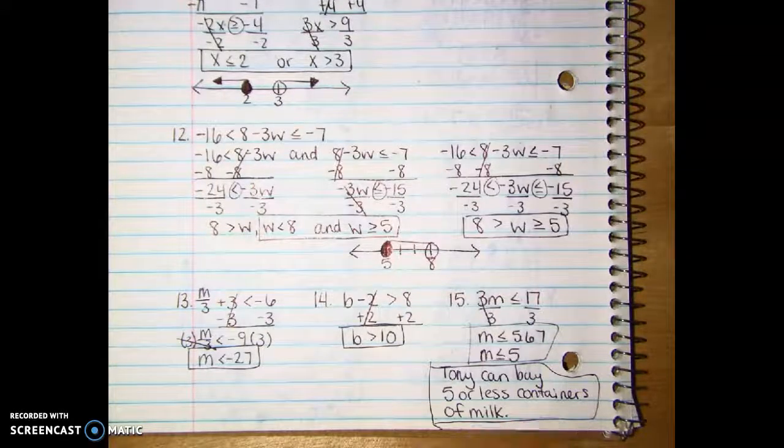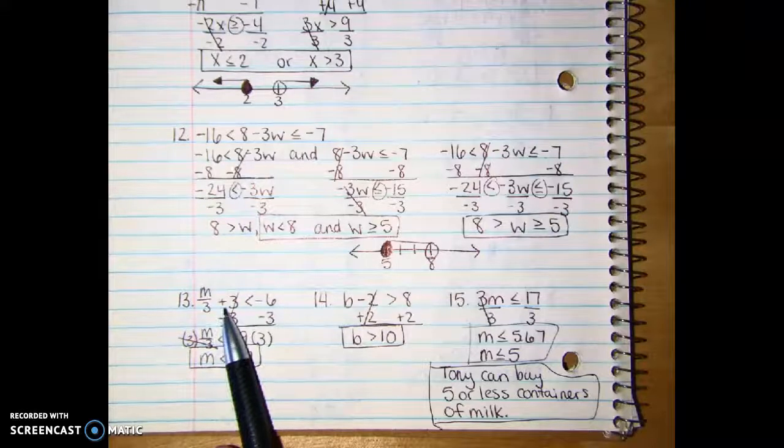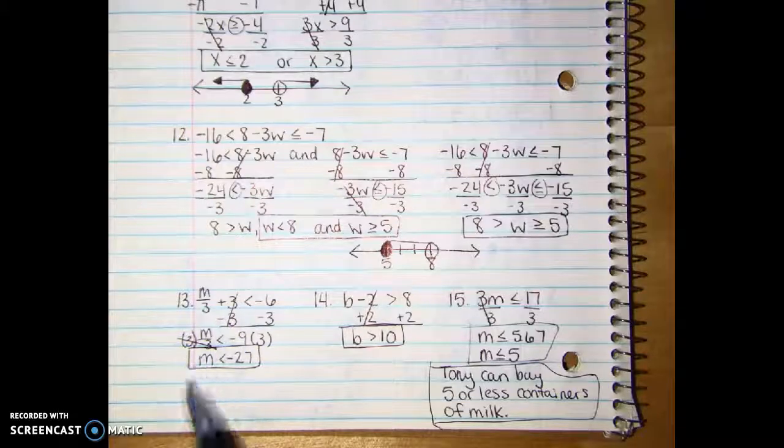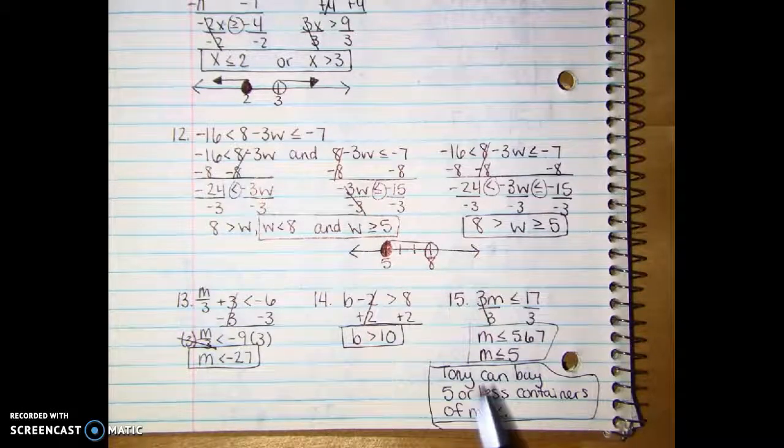13, 14, and 15 were word problems, if I remember correctly. This one was 3 more than the quotient of m and 3 is less than -6. Some of you, when it said 3 more than, were putting a greater than sign there. But remember, you only use an inequality sign if there's is in front of it. So if it said is more than, then you would use the greater than sign. On this one, it was 2 less than b is more than 8. That one should have been fine.